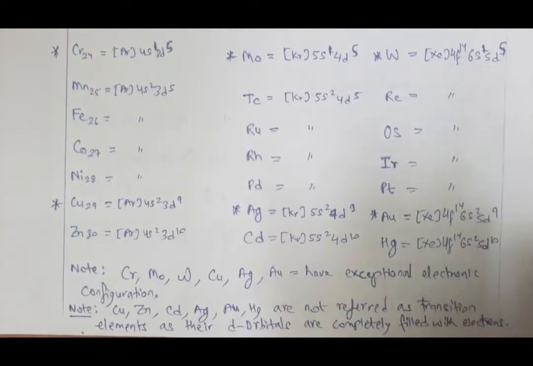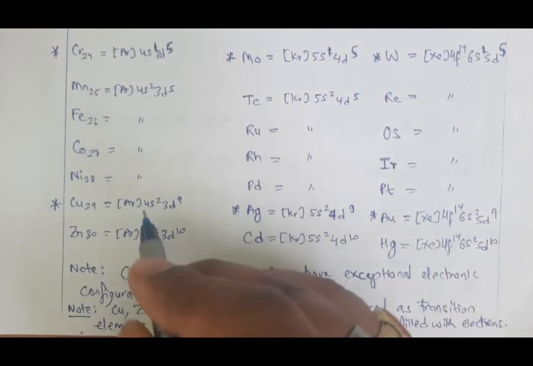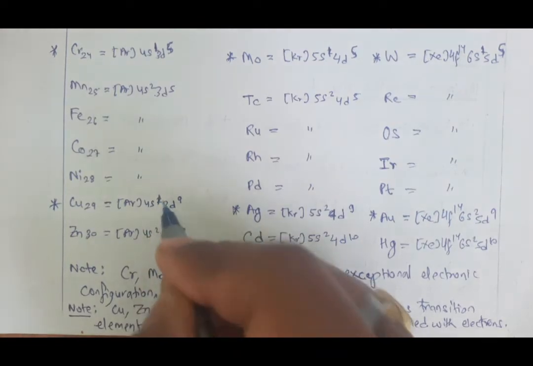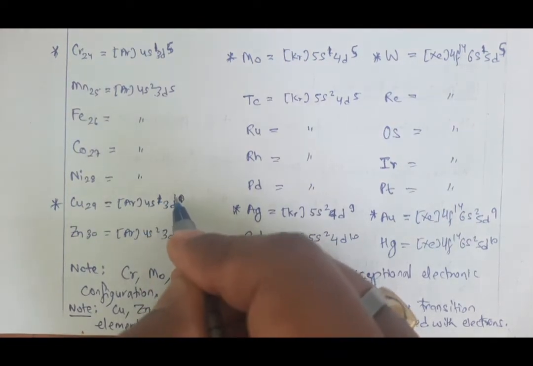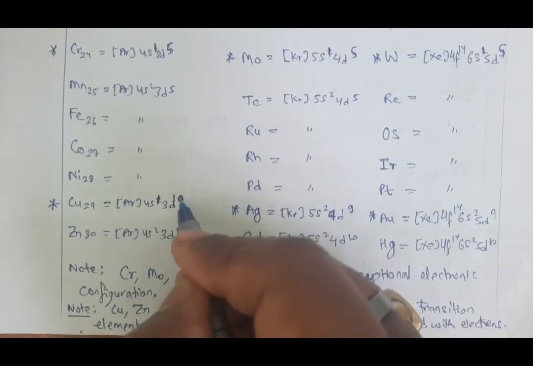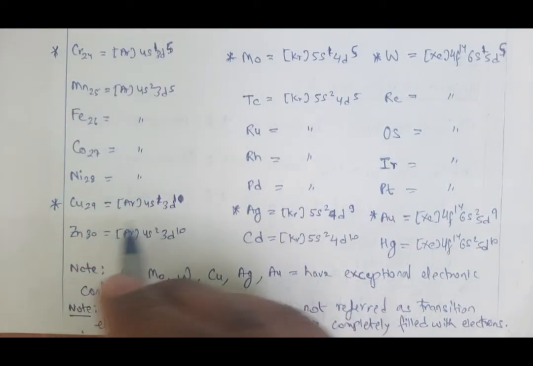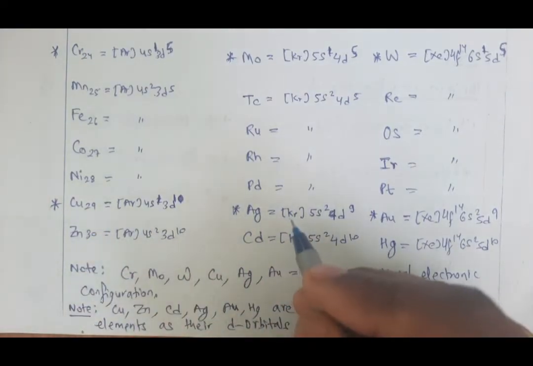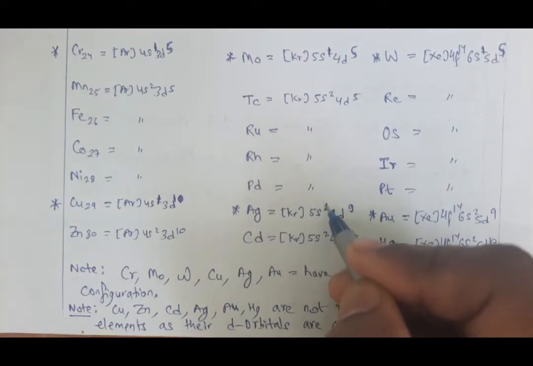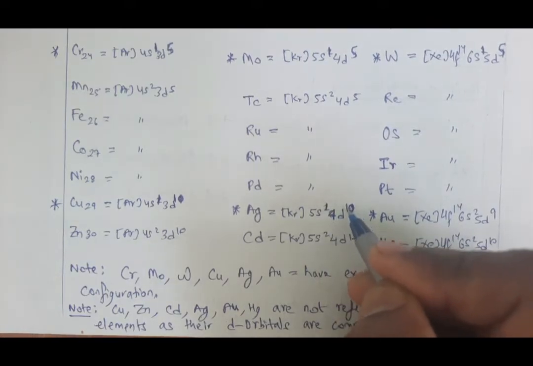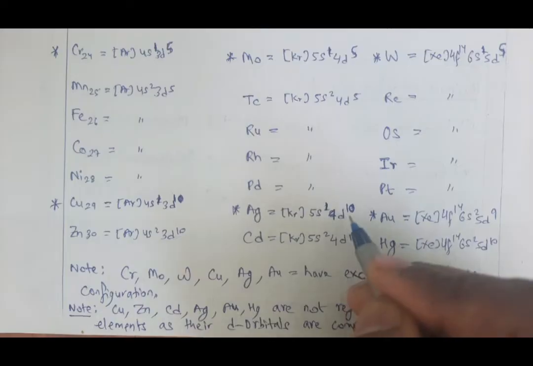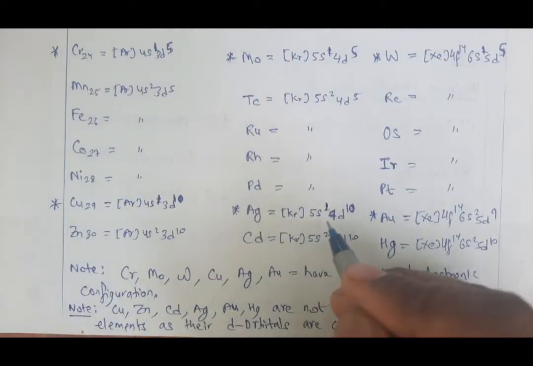Similarly, if you see at the bottom this one, if you give one electron of s to the d, then s becomes half filled, d becomes full filled and it becomes stable. So this is the correct configuration for copper. Here also if you give one electron of s to the d, then s becomes half filled and d becomes full filled. So this is the correct configuration for silver.